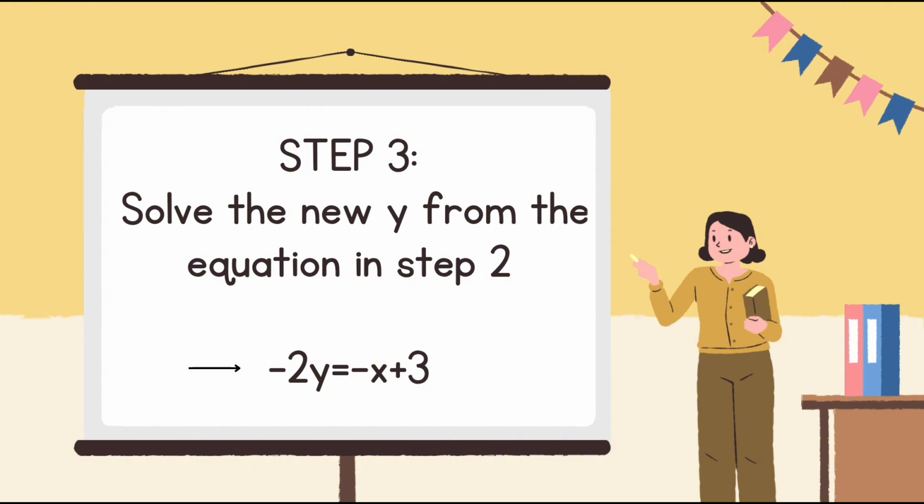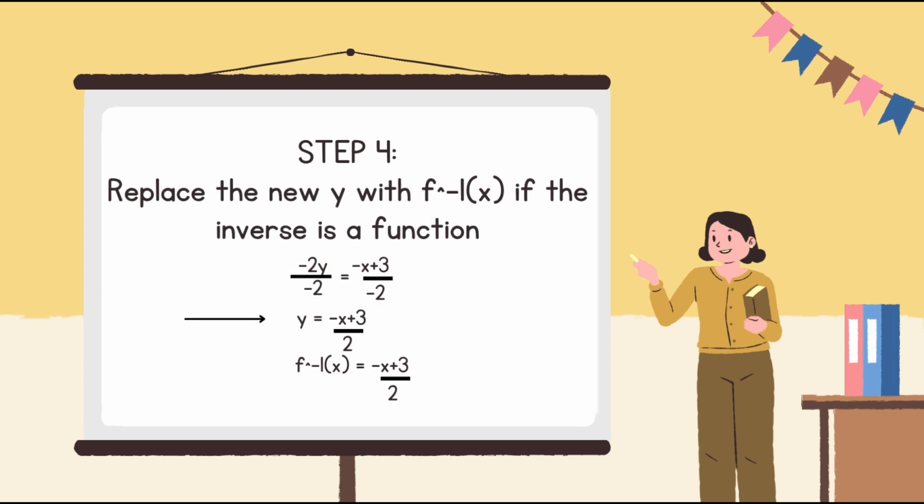We have now negative 2y is equal to negative x plus 3. Then, replace the new y with the inverse function. But before we do that, let's divide first both sides by negative 2. Then, we're going to cancel negative 2 in y. So we have now y is equal to negative x plus 3 over 2. Then, the inverse function now is equal to negative x plus 3 over 2.